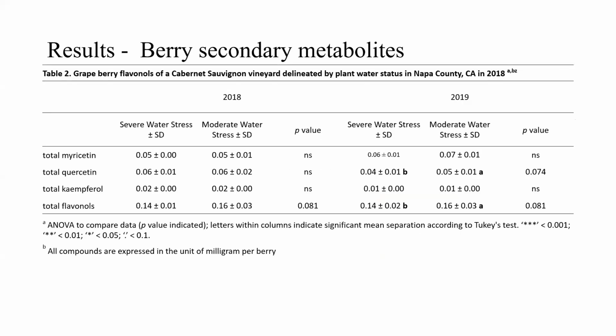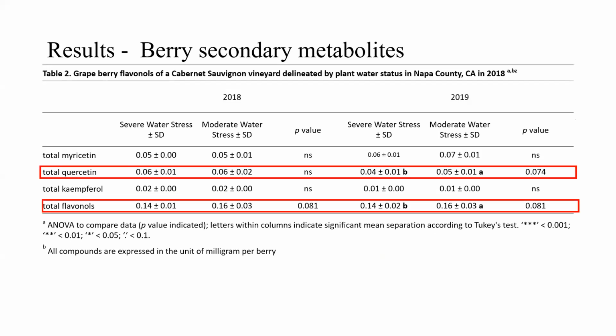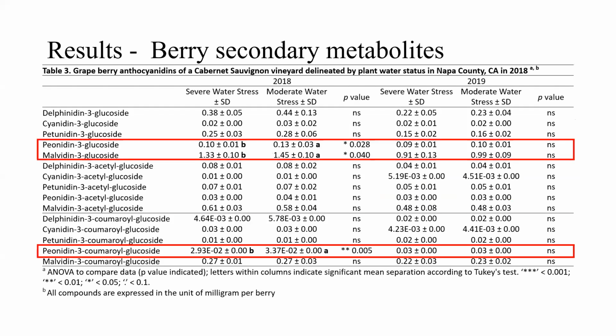Between these two zones, the skin flavonols did not show many differences, except the total quercetin and total flavonols were higher in the severe water stress zone in 2019. And as for berry skin anthocyanins, peonidin 3-glucoside, malvidin 3-glucoside, and peonidin 3-glucoside coumarate were all higher in the moderately water stress zone than the severely water stress zone in 2018. In 2019, there was no difference between the two zones in any of these anthocyanin derivatives.